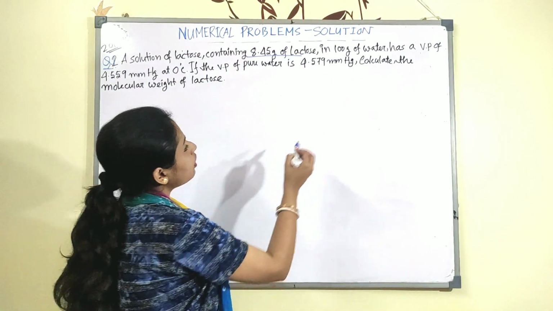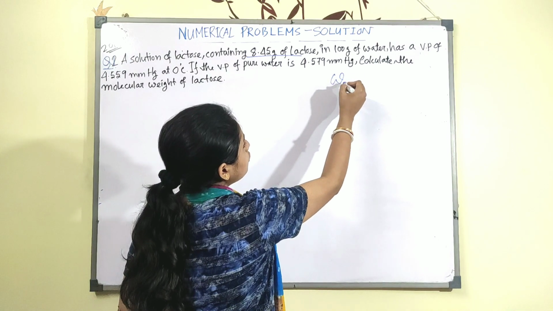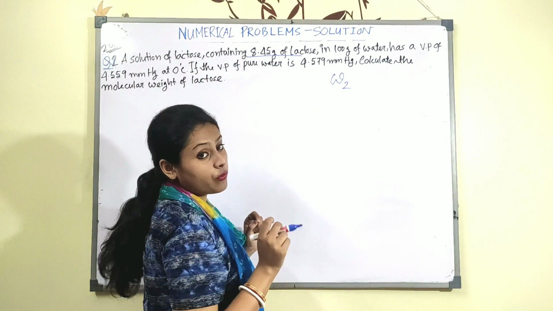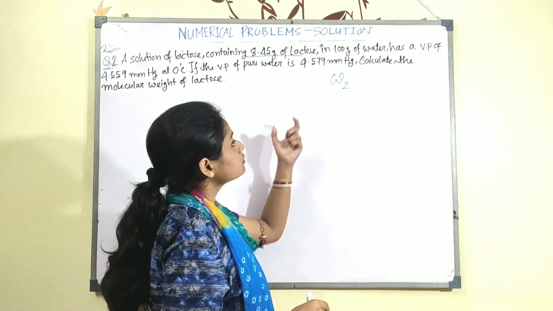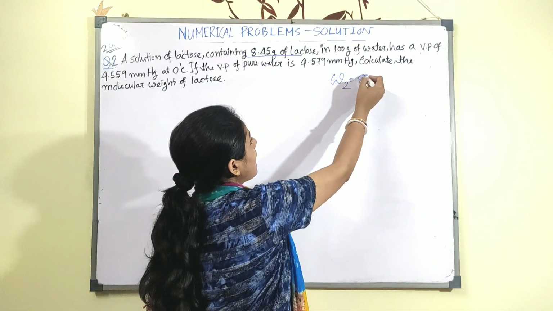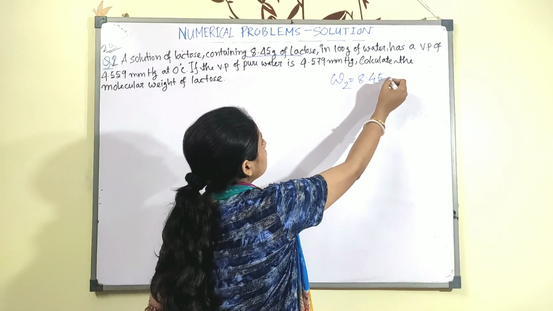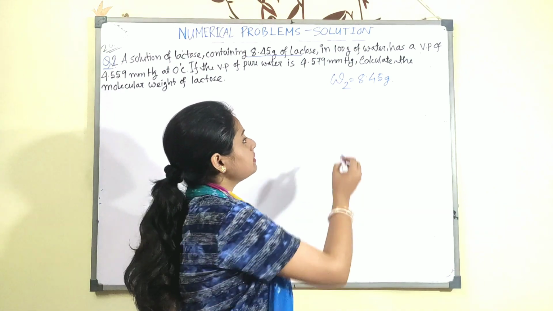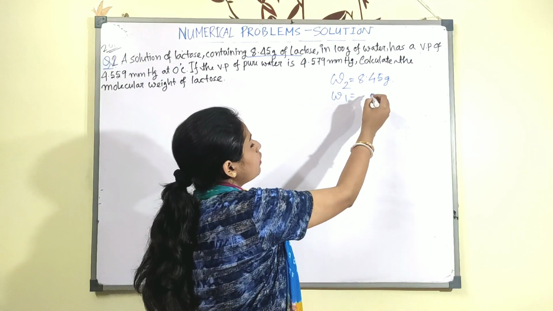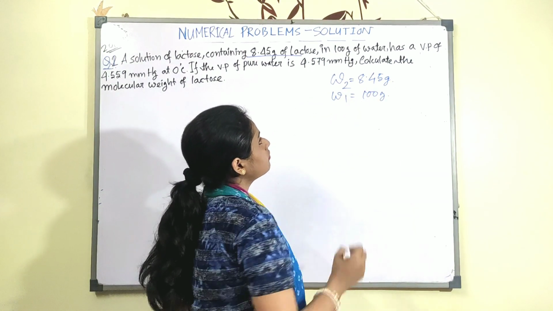So what is the weight of solute? We denote the weight of solute with suffix 2, and the weight of solvent with suffix 1. So W2 equals 8.45 gram in 100 gram of water. That means the weight of solvent W1 equals 100 gram.